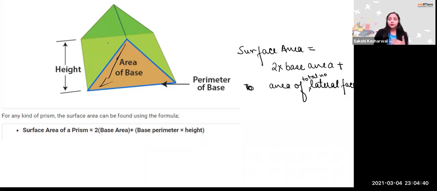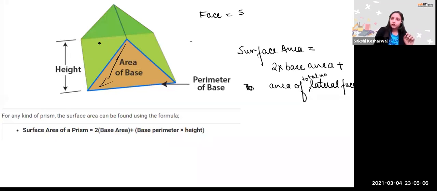And generally, for the prism which we deal with in class 9th or 10th level, we take the prism as triangular, and the lateral faces are what, beta? A rectangle or a square. Generally we take that. We don't take a parallelogram or rhombus, we generally take a rectangle. Now let us talk about the prism. How many faces does it have? It has 5 faces, right?